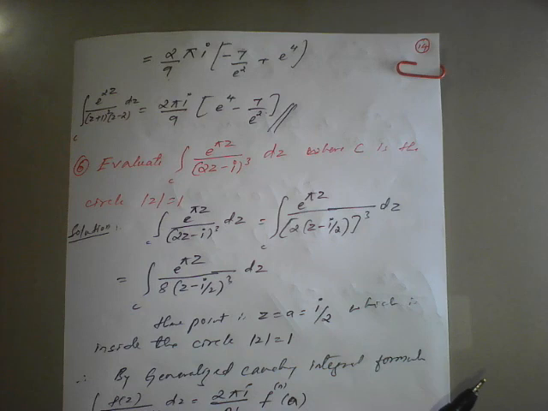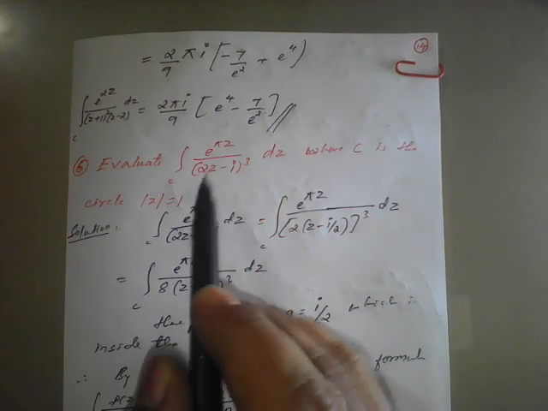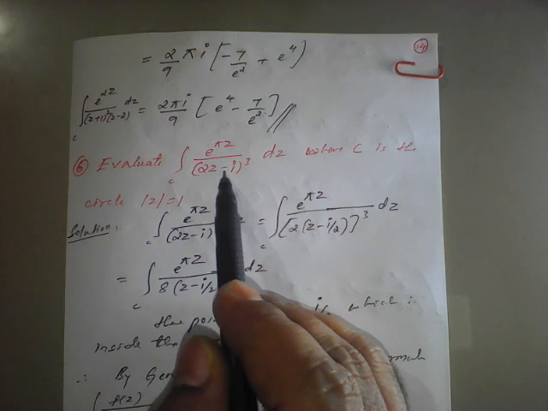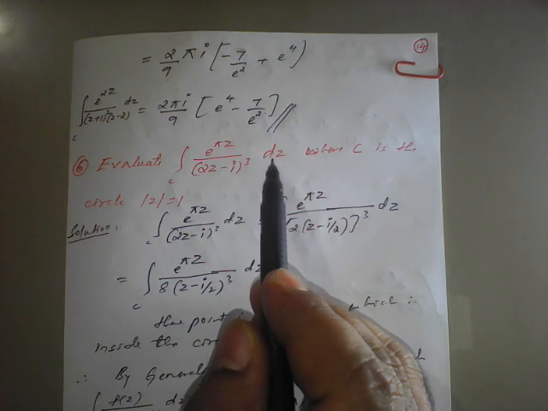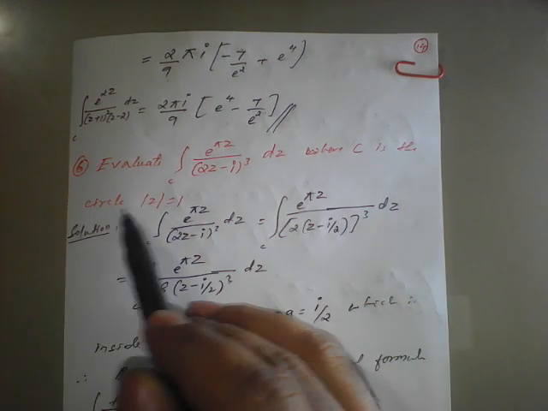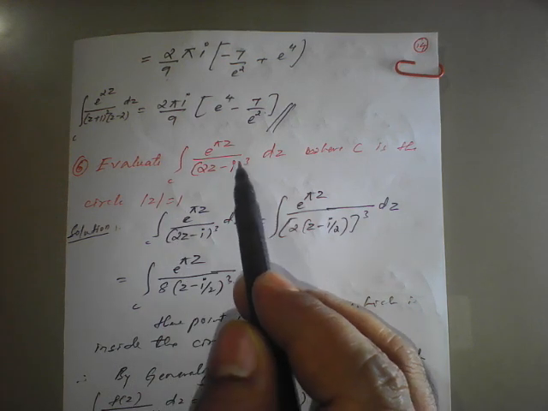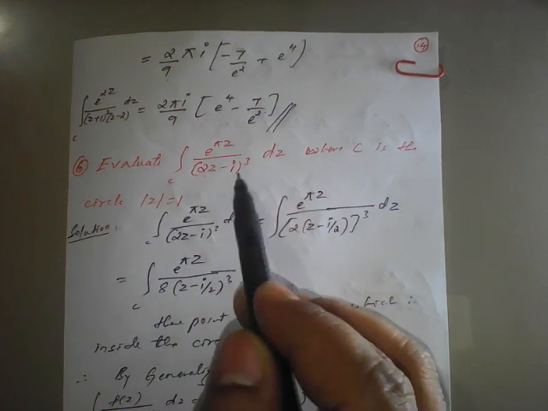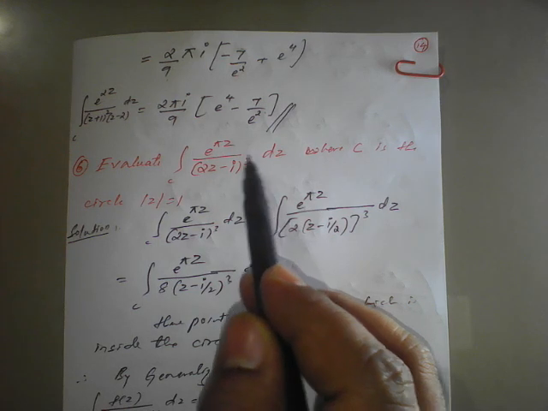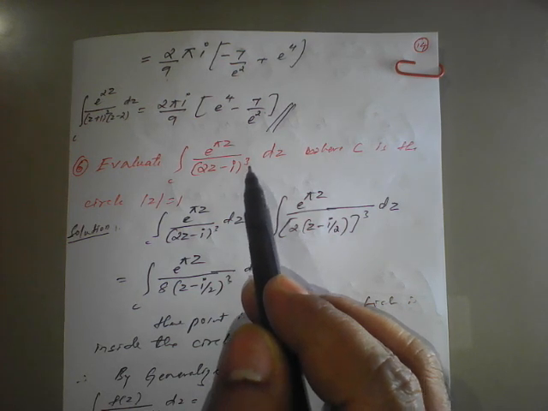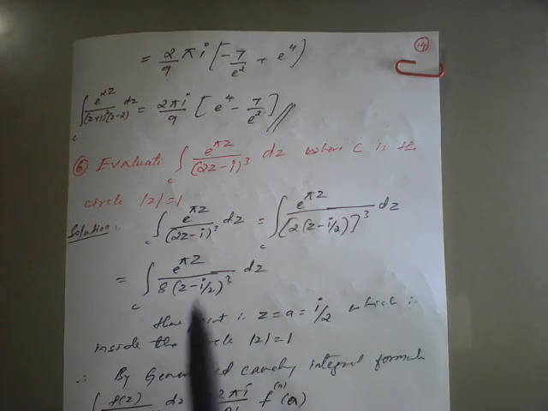Next example, evaluate the integral of e raised to pi z upon (2z minus i) raised to 3 dz, where C is the circle |z| = 1. Remember, if a pole is raised to any power, at that time we always have to apply the generalized Cauchy's integral formula.